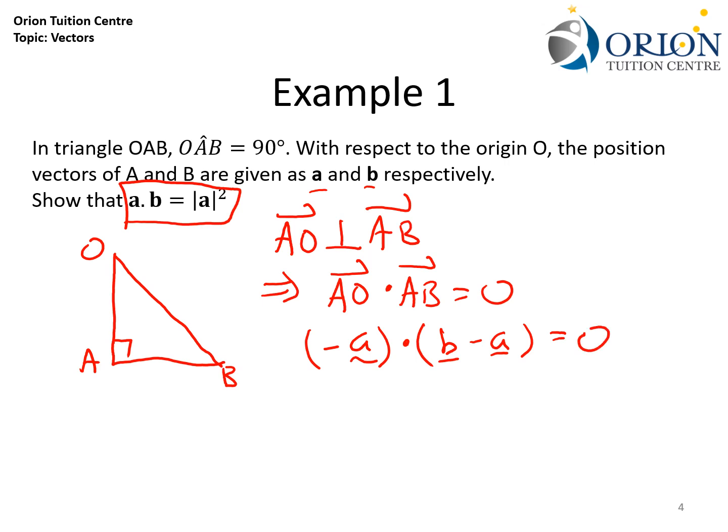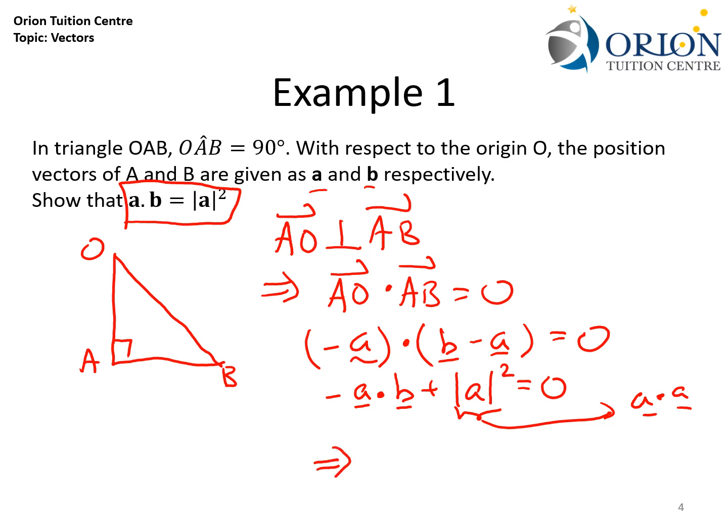Now let's expand this. We will end up with negative A dot B plus mod A squared equals 0. And this mod A squared is because I have A dot A. And therefore, from here, if I rearrange this equation, I will end up with A dot B equals mod A squared. And thus, I have shown the relationship.